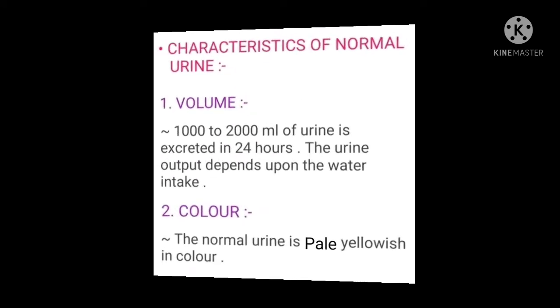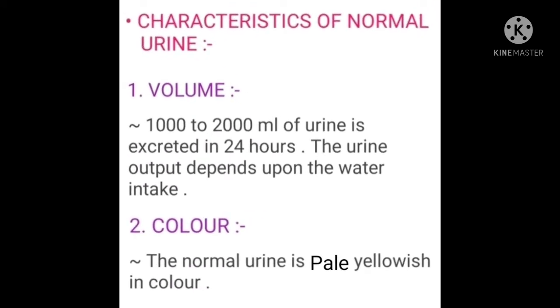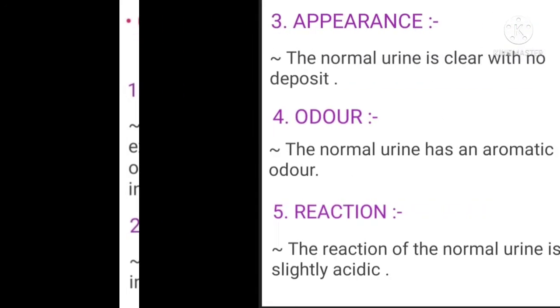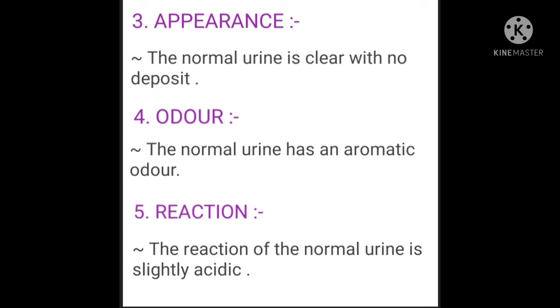Next, characteristics of normal urine. First is volume. 1000 to 2000 ml of urine is excreted in 24 hours. The urine output depends upon the water intake. In cold weather it is increased and in hot weather it is decreased. Second is color. The normal urine is pale yellowish in color. Next, appearance. The normal urine is clear with no deposit.